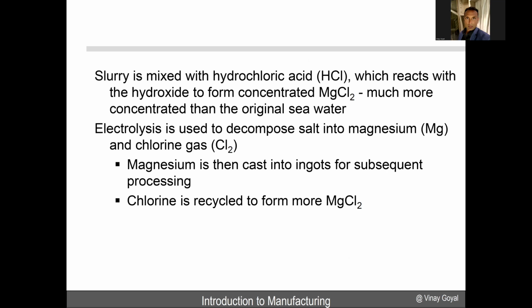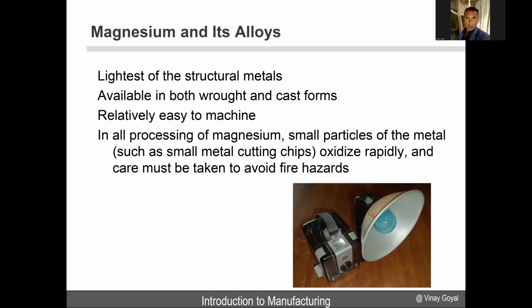Then we use a new process. This process is electrolysis, and we use it to decompose the salt into magnesium and chlorine gas. So by using the salt, you're able to decompose it. The magnesium, you can then take and cast into ingots and use for further processing. And the chlorine that's created here can be recycled to form more of the magnesium chloride earlier. Magnesium is used quite a bit.